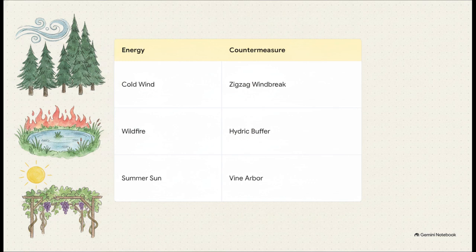Facing a wildfire threat vector? You dig a fire pond or a hydric buffer in that exact spot. Have a scorching summer sun blasting your windows? You plant a deciduous vine arbor, maybe grapes or hops. It blocks the summer heat, gives you a great harvest, and then drops its leaves to let the winter sun warm your house. It's incredibly proactive design.